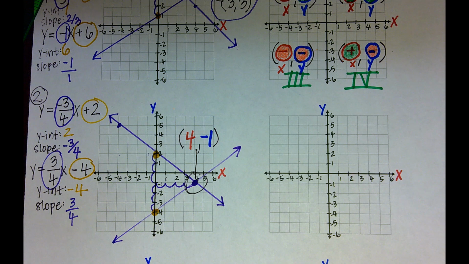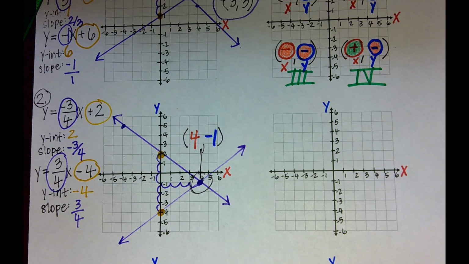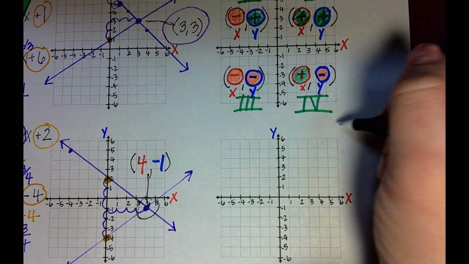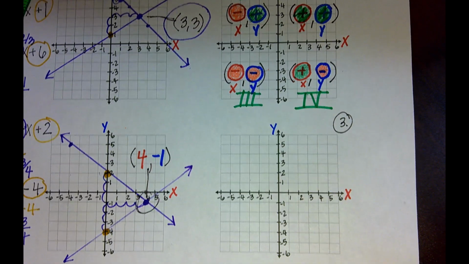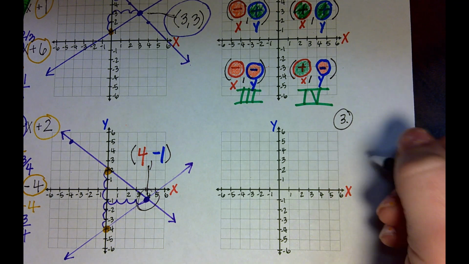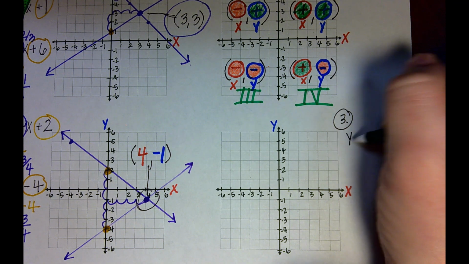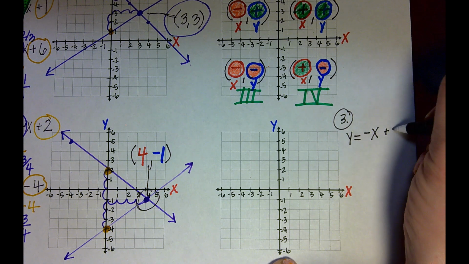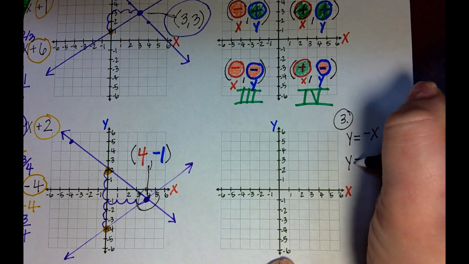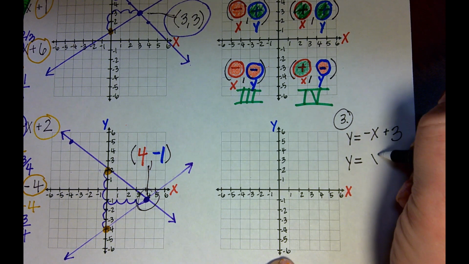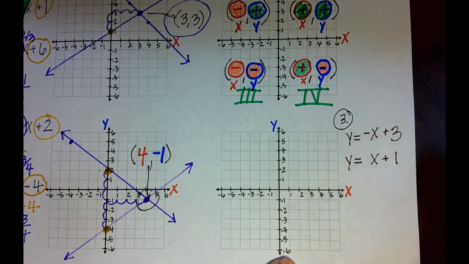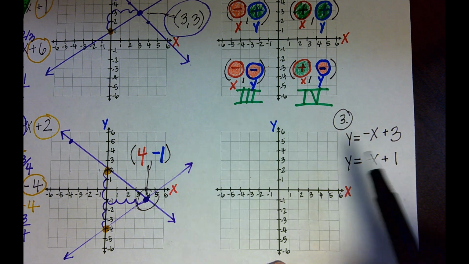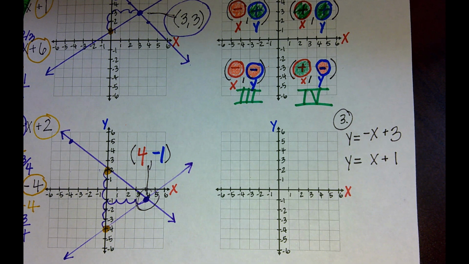Okay, so let's see. I am going to give you, let's do y equals negative x plus 3 and y equals x plus 1. And remember, if we don't have a number next to x, it's that invisible number 1 there. So just remember that when you're figuring out your slope.